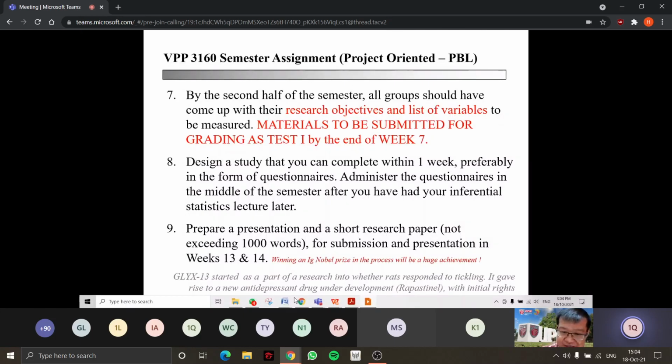So submission and presentation occurs in week 13 and week 14, which is supposedly next year, just before Chinese New Year. So it becomes important for you to plan well, and then after that, write the abstract and present the report using PowerPoint.